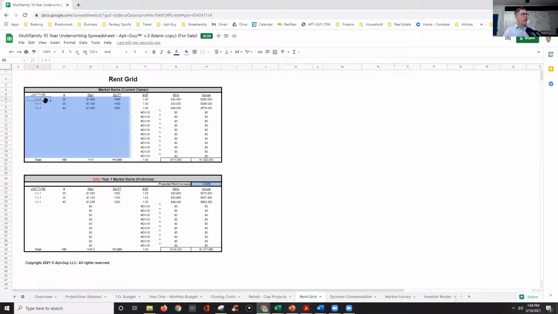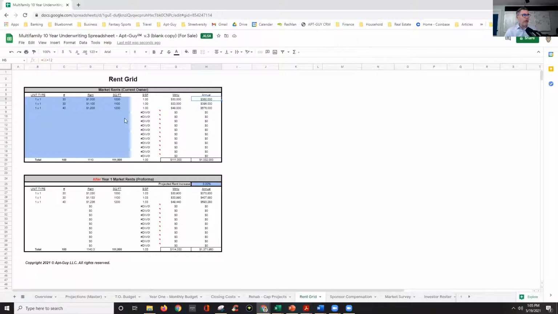So you have 1 bedroom, 1 bath at 1,000 square feet. You have 30 of them renting for $1,000 a unit. That's $1 per square foot. Then you're going to take and get a monthly. You're going to take your $1,000 times 30 units, which is going to give you $30,000 in a month. $30,000 in a month is $360,000 for the year. All the same thing happens for all these other floor plan types.